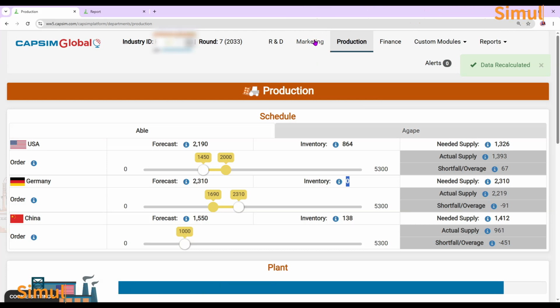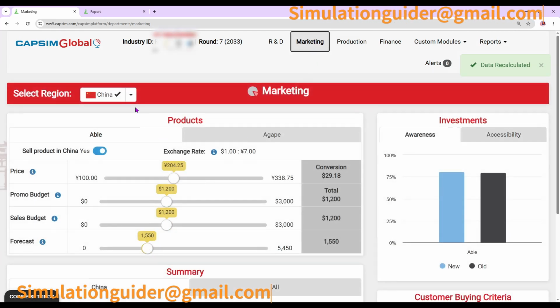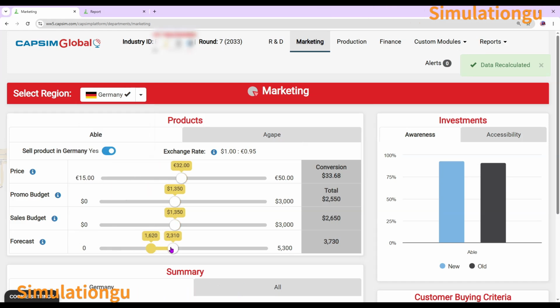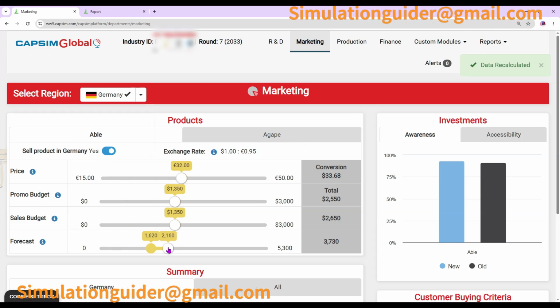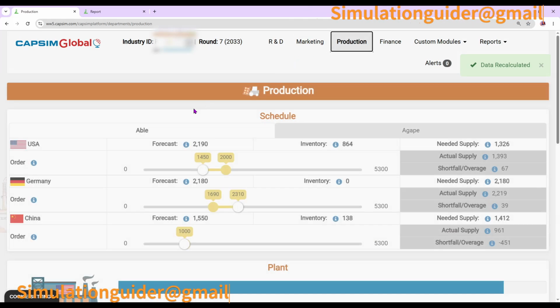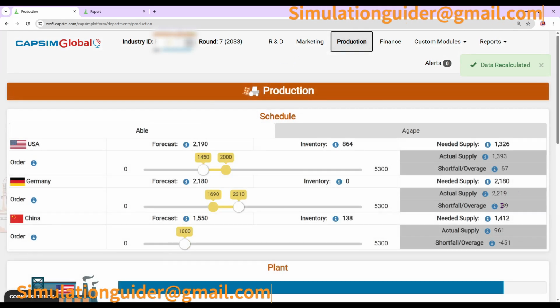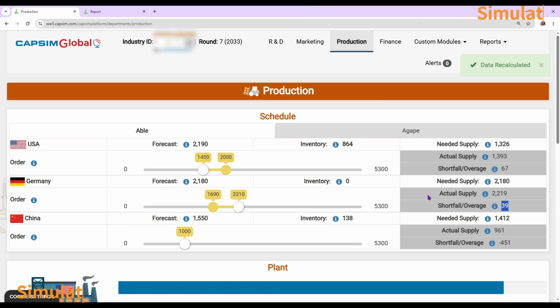So I need to reduce the forecast to around 2180. Okay, so producing 2310 simply means that we'll have an average of 39, which will act as a buffer to avoid us stocking out again.